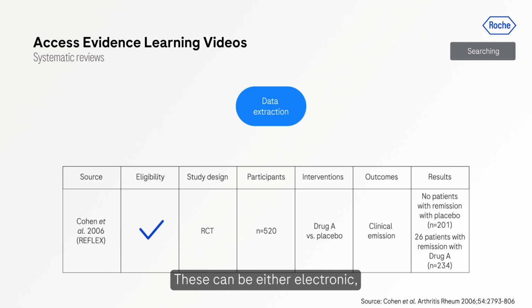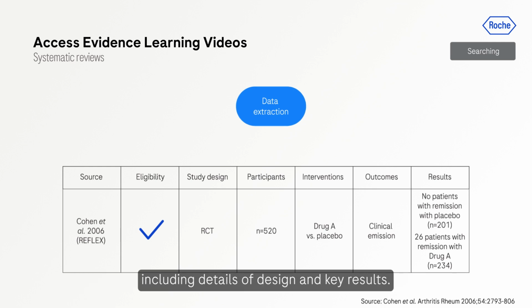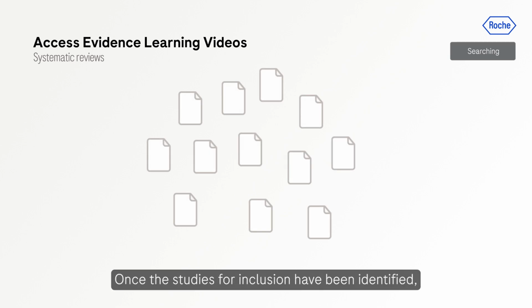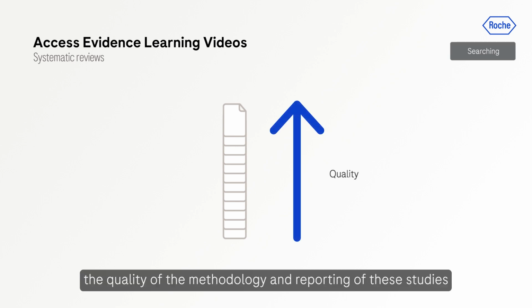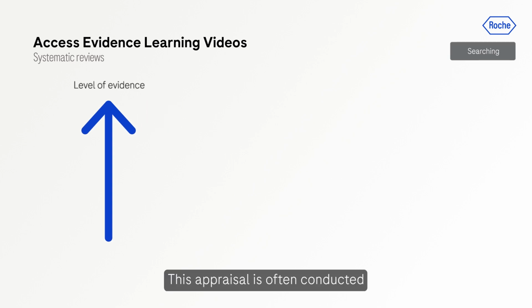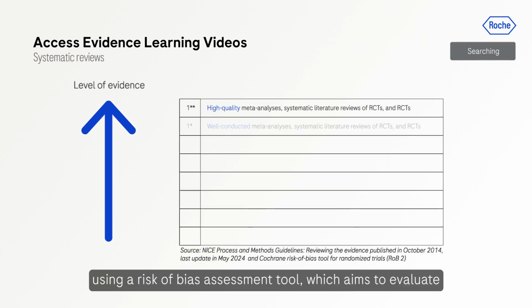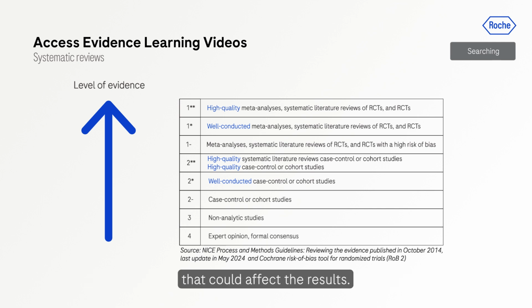These can be either electronic, using spreadsheet software, or hard copy. The most important points from each study should be extracted, including details of design and key results. Once the studies for inclusion have been identified and data have been extracted, the quality of the methodology and reporting of these studies should be assessed. This appraisal is often conducted using a risk of bias assessment tool, which aims to evaluate if a study is done well and if there are any mistakes or biases that could affect the results.